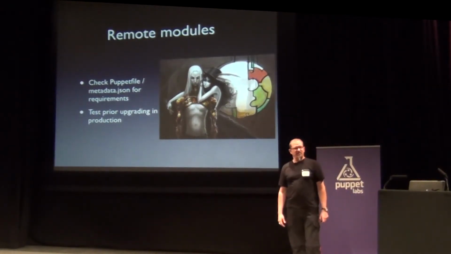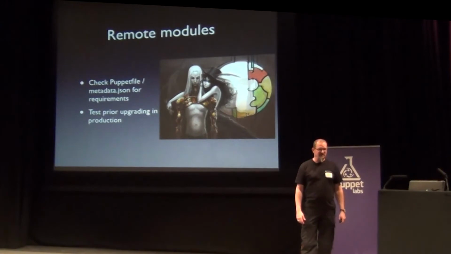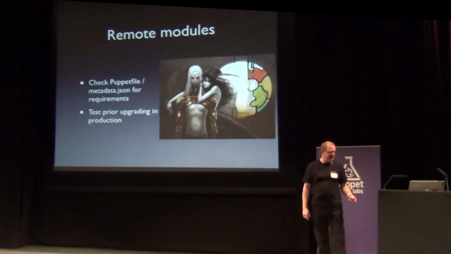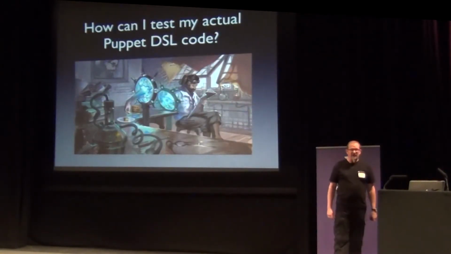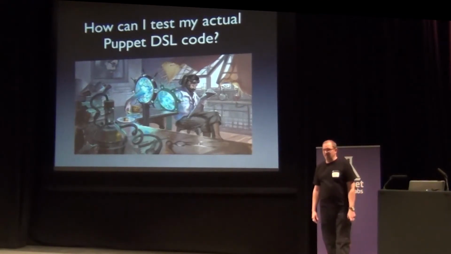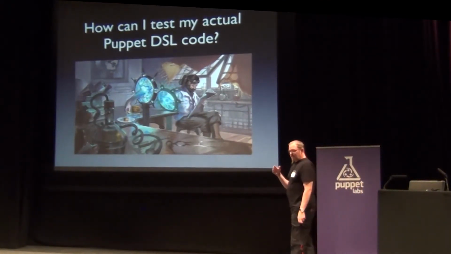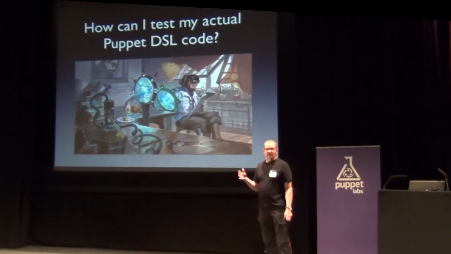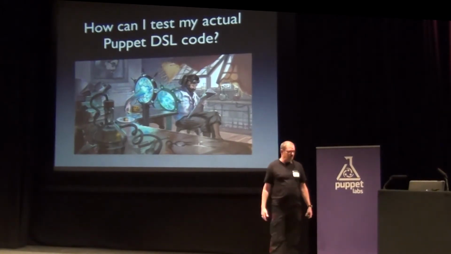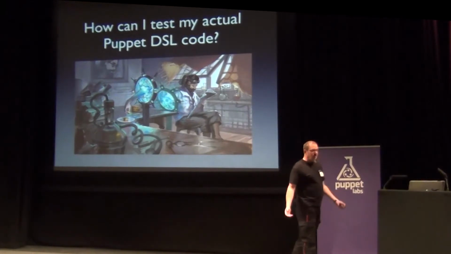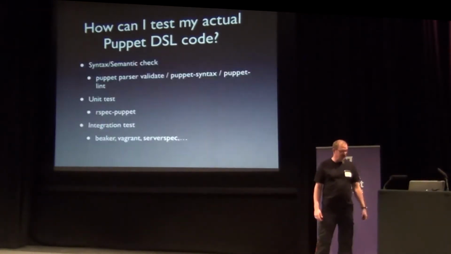Just upgrading the Puppet master and putting a Puppet run into production, hopefully everything's working. I hope nobody does it like that. So you want to actually test your Puppet DSL code. You want to make sure prior to putting it into production, when I'm upgrading Puppet, that I still have a working, functional environment. And there are multiple ways you can do that.